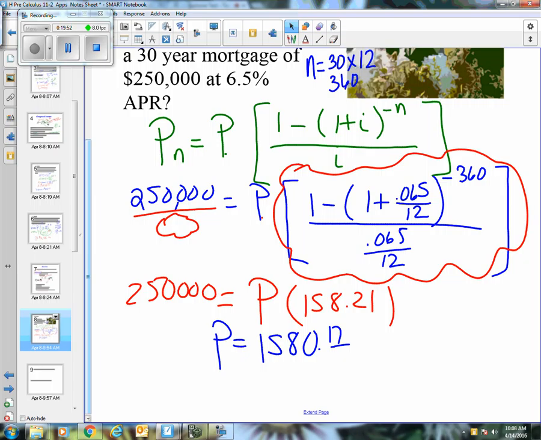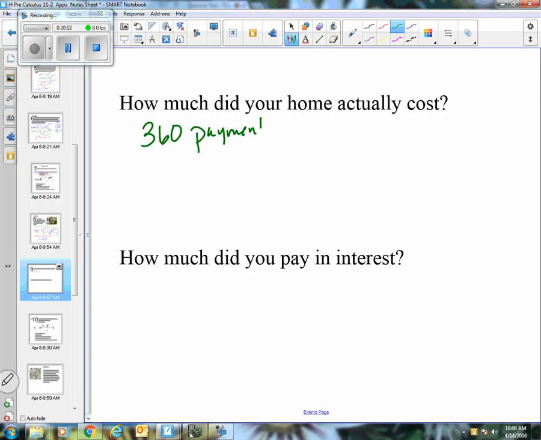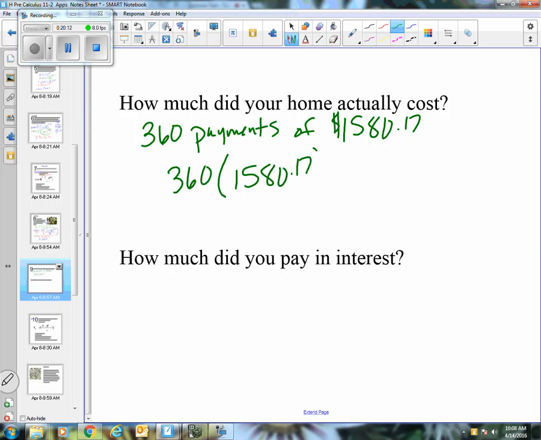All right, so what does this really mean? Here's where we get into the real nitty-gritty. What did your home actually cost you? You made 360 payments, remember, over the course of this loan of $1,580.17. So your actual cost of your home would be that product. Again, use the rounded number this time, because your payment would actually be 17 cents. That's $568,861.20. It's over $500,000, the actual cost of your home.